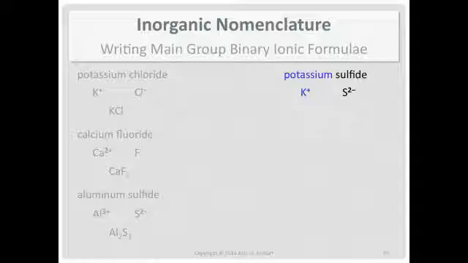Group 1A, so positive for potassium. Group 6A, 2 negative for sulfide. The least common multiple of 1 and 2 is 2. That gets you 2 positives and 2 negatives.